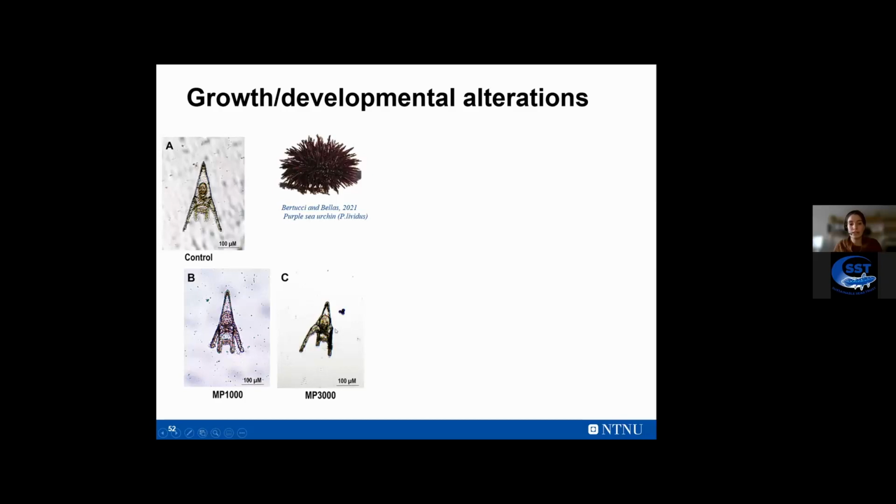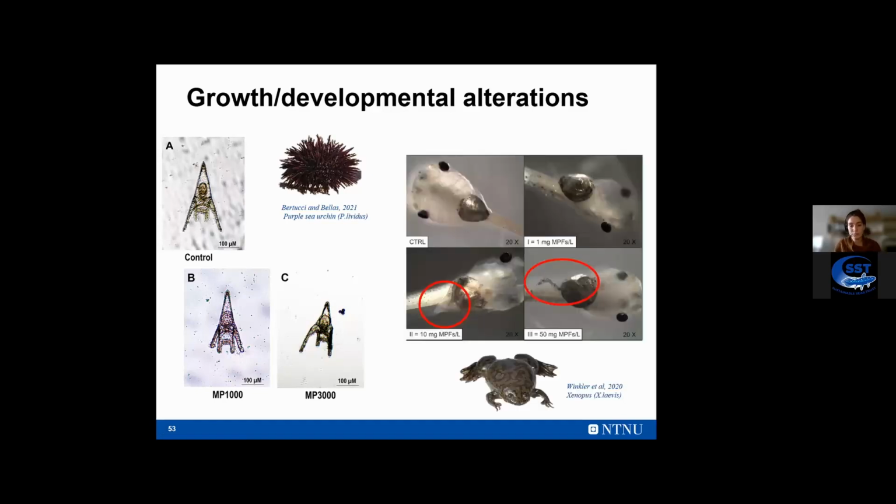And the thing is that this specific larvae won't go to the adult stage, because the mouth of the sea urchin will develop here. And we can see here that the mouth is not developing. So the larvae will just die because of the presence of microplastic in the environment.